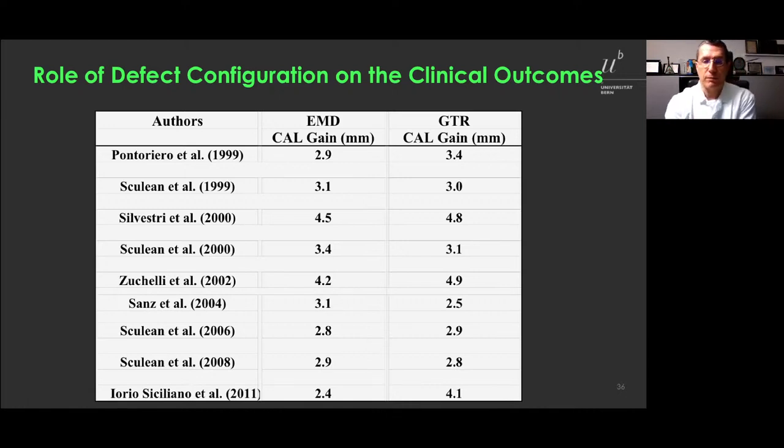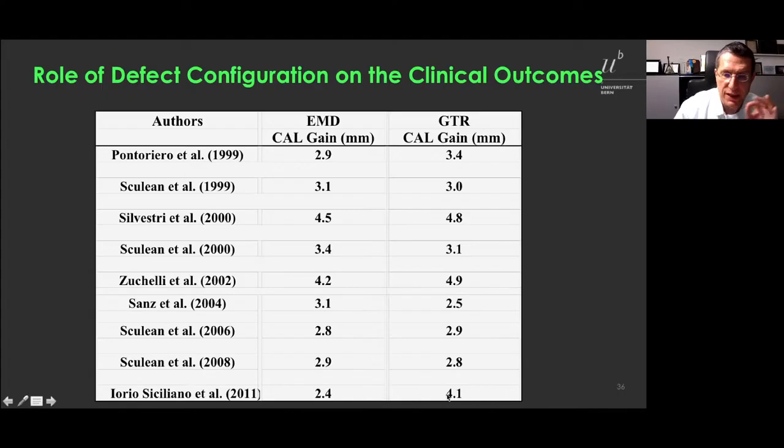So look at these studies. If we have, for example, studies where an intrabony defect was treated either with Emdogain or a membrane, EMD is Emdogain, and they are compared in so-called contained type defects, 3 or 2-wall defects, the results are very similar. You see the clinical attachment level gain about 3 millimeters, sometimes 4, sometimes 5, but not a big difference between the two. However, look at the last line.